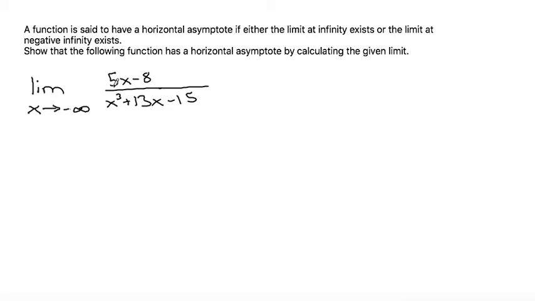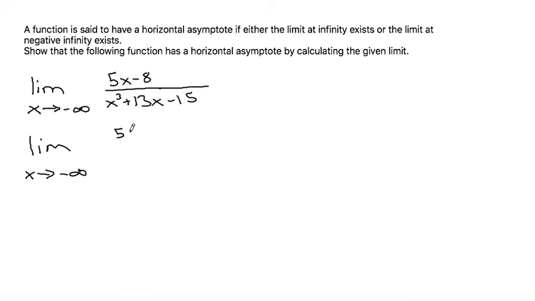What we can do to evaluate this is to find the highest degree of any term in our polynomial fraction. The highest degree would be x to the power of 3. So let's divide every term in our fraction by x to the power of 3. That makes the limit as x approaches negative infinity.